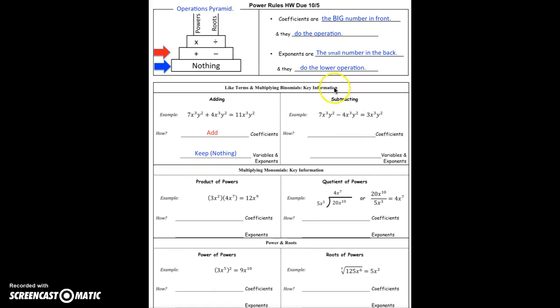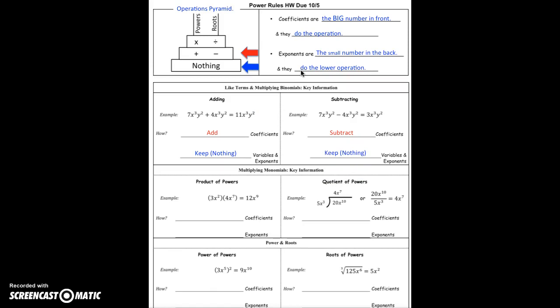We can look at the subtraction example and see the same thing happening as well. Coefficients here in this subtraction example, 7 and minus 4, which gives us 3. So since we're subtracting, we're expecting our coefficients to do that. They are going to subtract. And the exponents, on the other hand, again, they're the smaller number, they do one level below. And they're going to do nothing, which again means that they stay the same, we keep them.